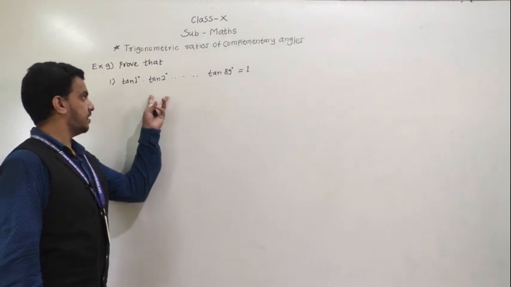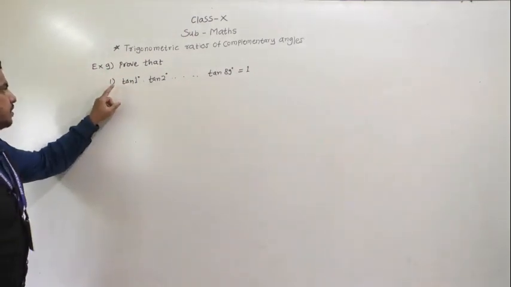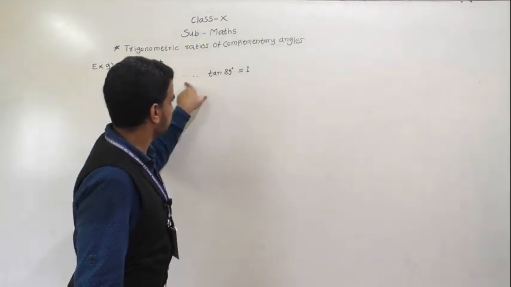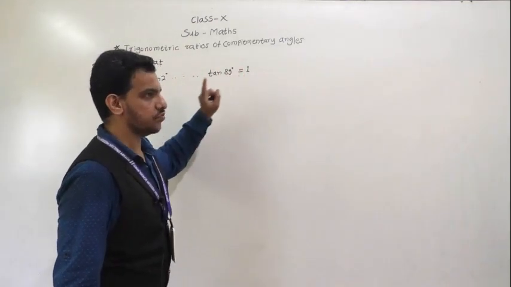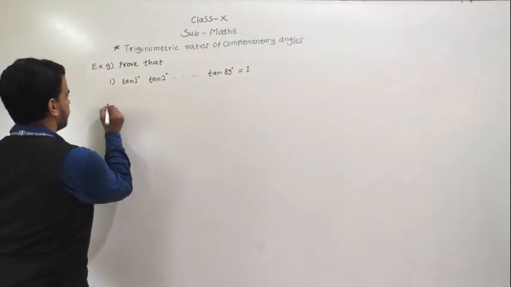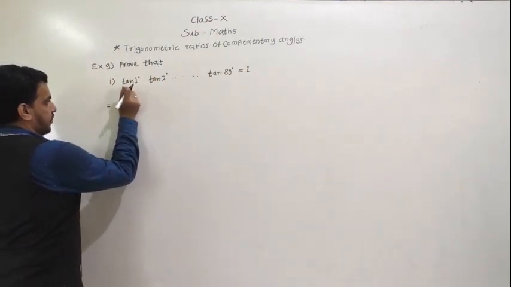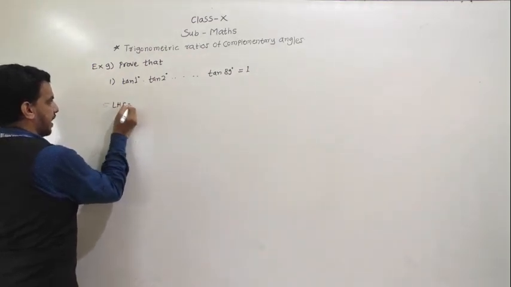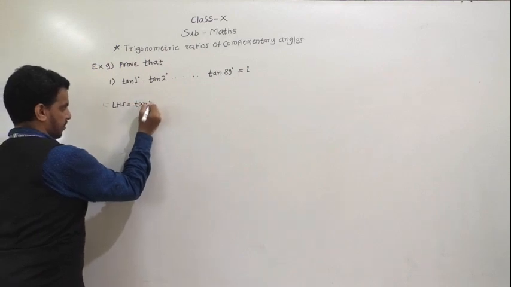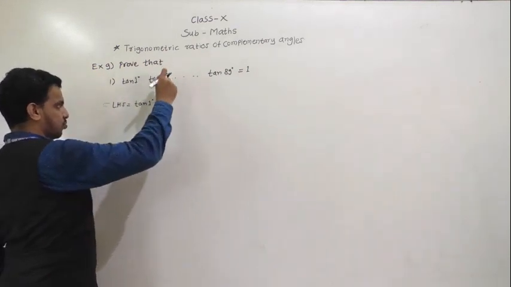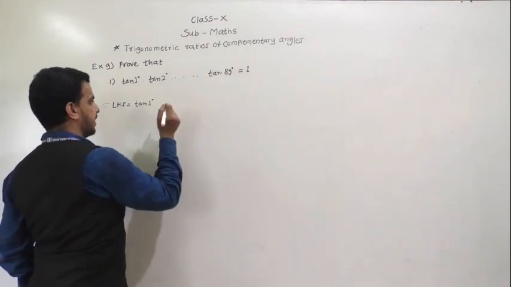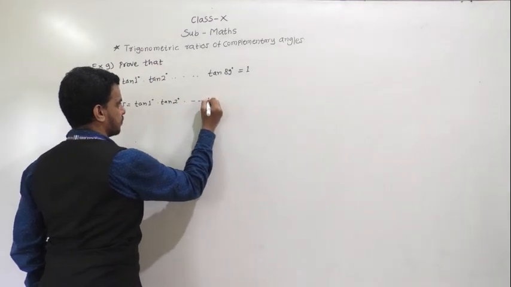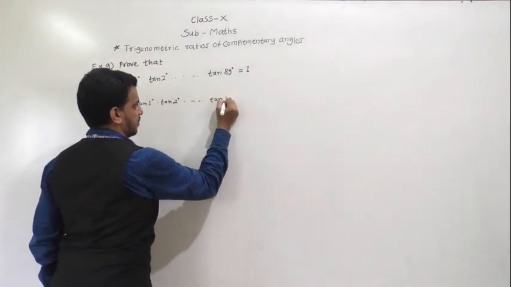Okay, this is another type of example. Prove that tan 1 degree into tan 2 degree into tan 3 degree up to tan 89 degree is equal to 1. Okay, now we simplify this. If we take the LHS, that is tan 1 degree into tan 2 into tan 3 up to tan 89 degree, the multiplication of all these trigonometric ratios, we have to show that it is 1.